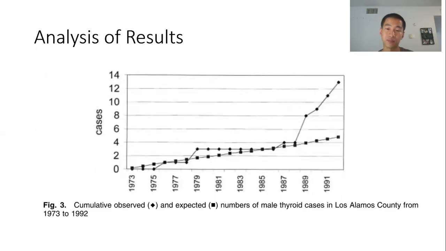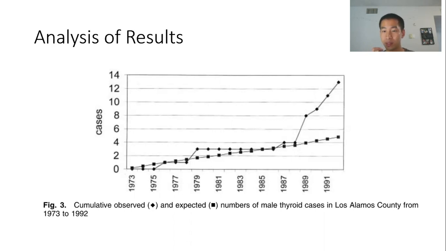Let's look at this graph. This graph shows the expected cases in Los Alamos County and the actual observed number of cases. As you can see, everything still looks normal from the year 1973 to the year 1989. Then that year, we see 4 new confirmed cases, which significantly increased the risk ratio. However, by that time point, it's not significant yet.